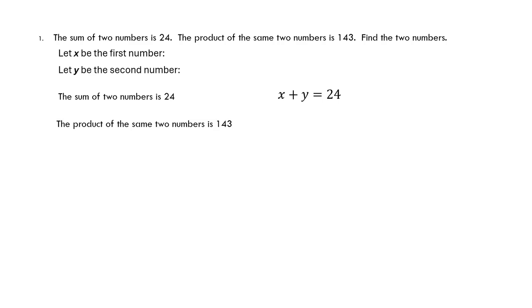And then it says the product of the same two numbers is 143. Well, the product means to multiply. So we can take x times y and set it equal to 143. Now in our expressions, x times y would usually be rewritten as xy. So we'll say xy equals 143.